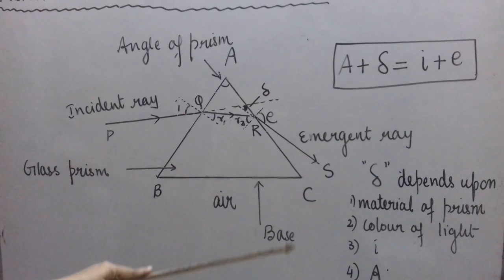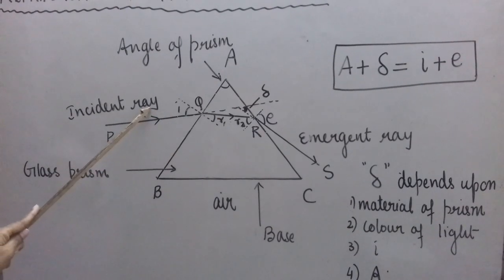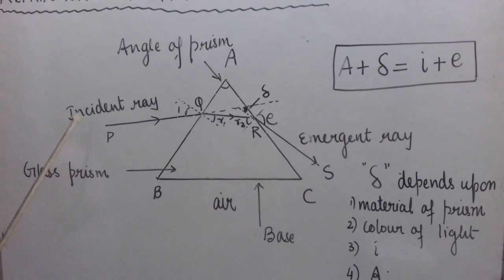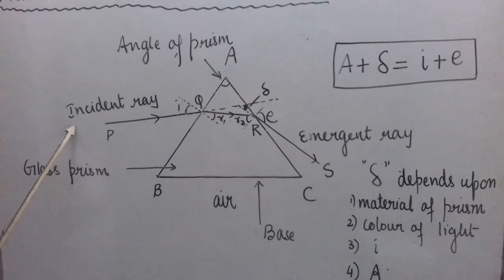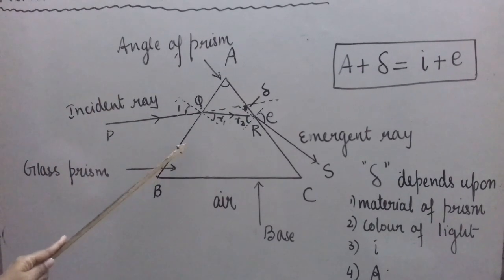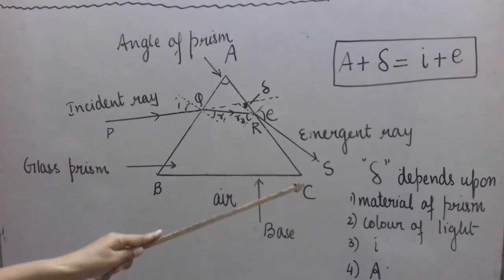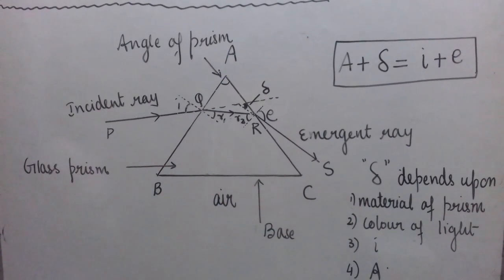Remember, delta depends upon four factors as I have shown here. 1. Angle of prism. 2. Angle of incidence. Then color of light, or frequency or wavelength of light used, and then material of prism, indirectly refractive index of prism. Okay, so delta depends upon the four factors I have listed out here.